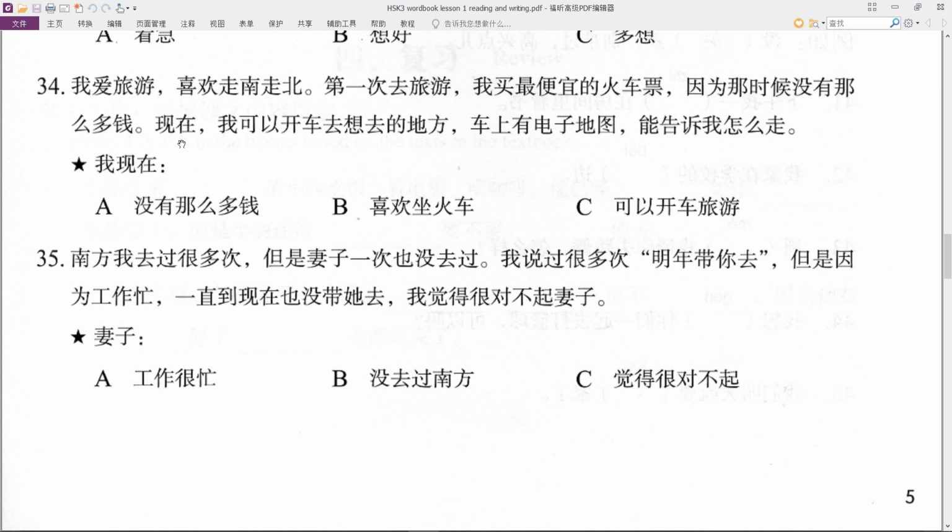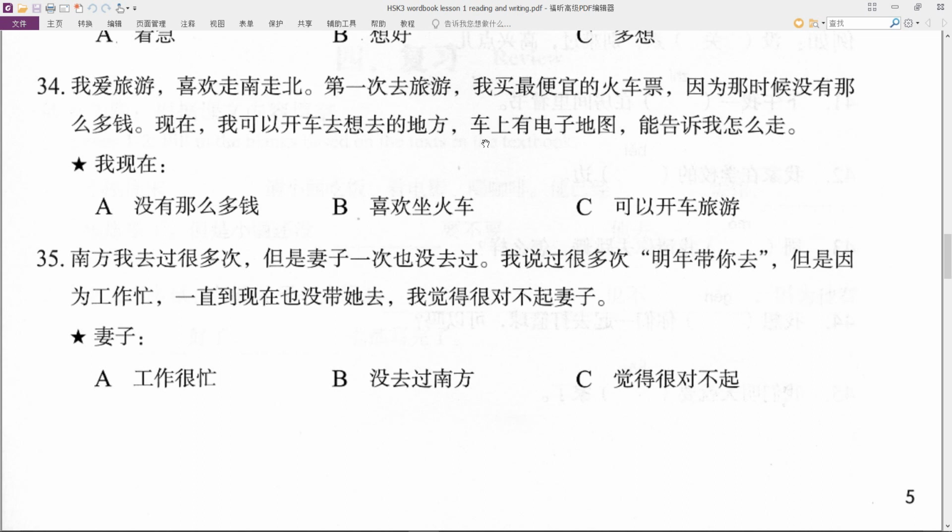现在我可以开车, now I can drive. 去想去的地方, 去 go, 地方 place, what kind of place? 想去的地方, I can go to a place I want to go. So you can see the Chinese grammar, go, want to go, the place, so means go, the place, want to go.